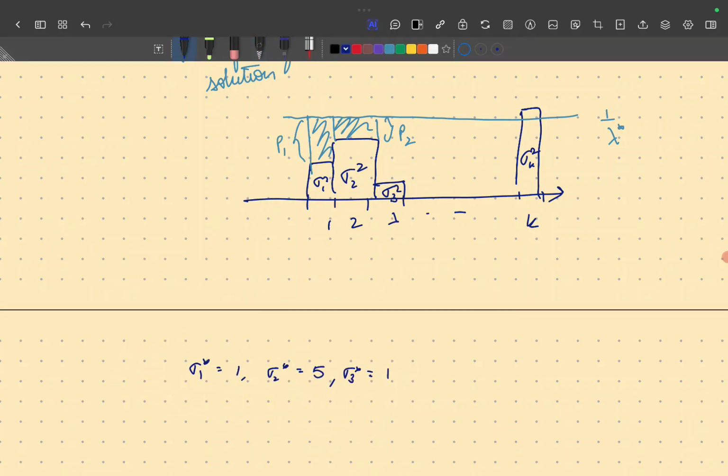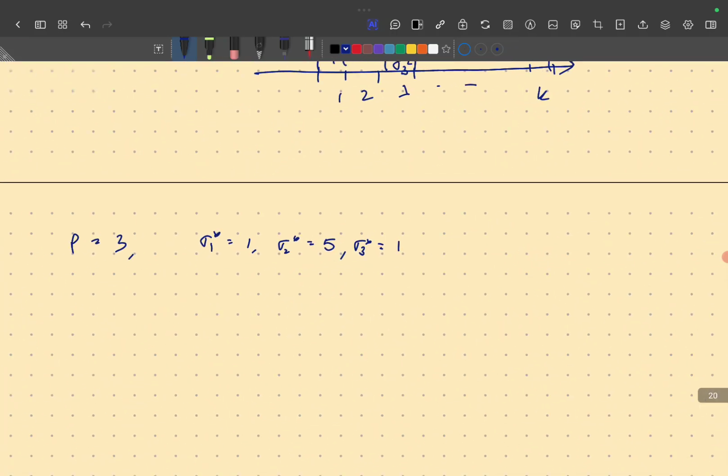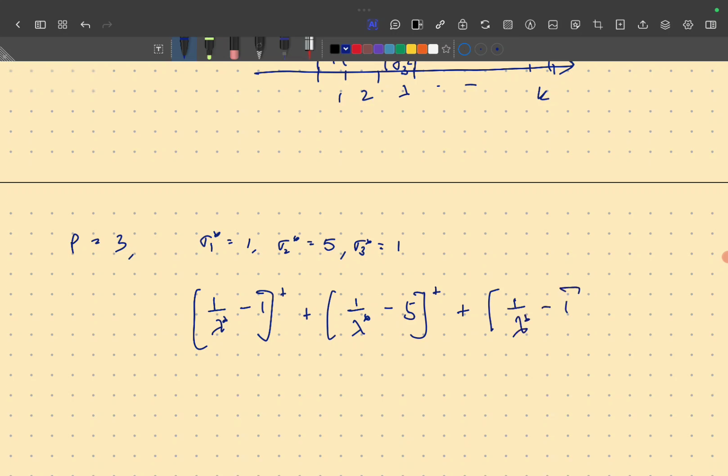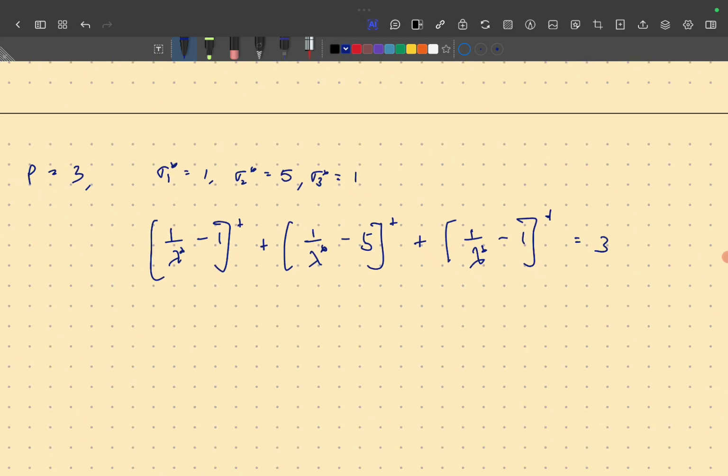So P equals 3. Sigma 1 star equals 1, sigma 2 star is 5, and sigma 3 star is equal to 1. Then what I want is 1 by lambda star minus 1 plus 1 by lambda star minus 5, 1 by lambda star minus 1 plus should be equal to 3. Can you guess what 1 by lambda star should be equal to?